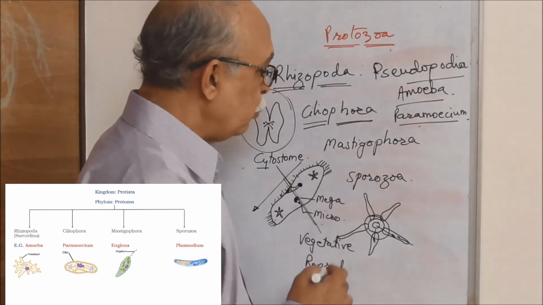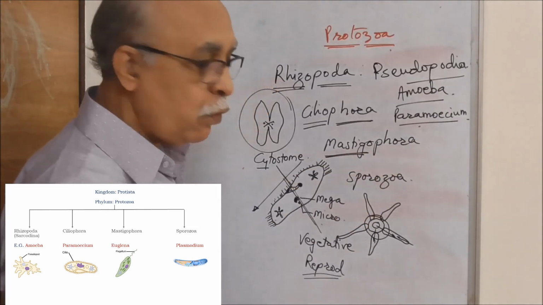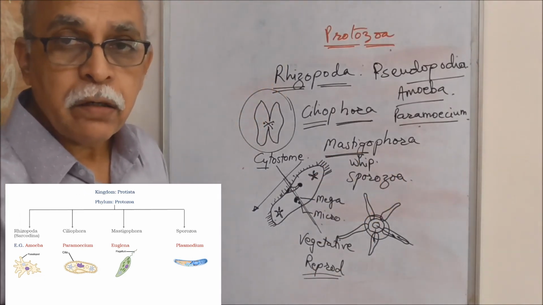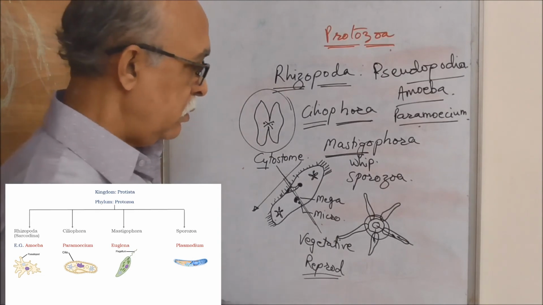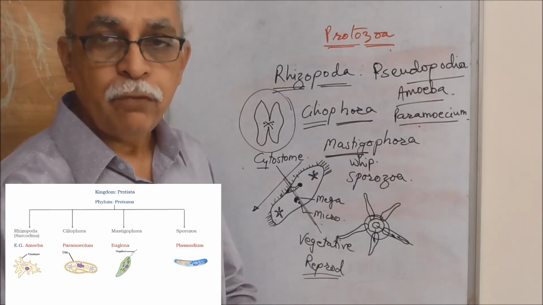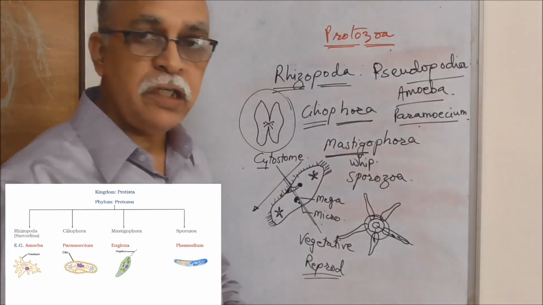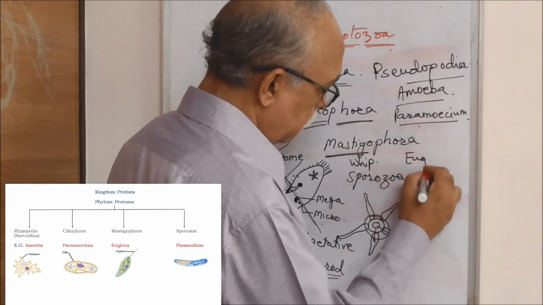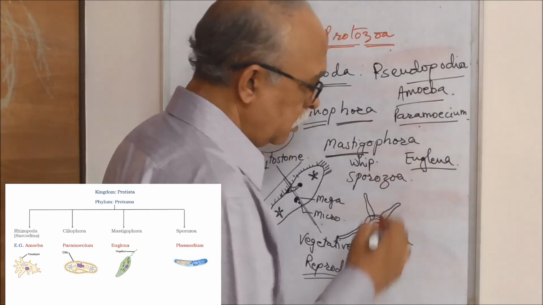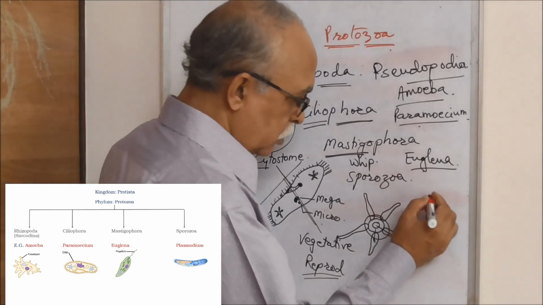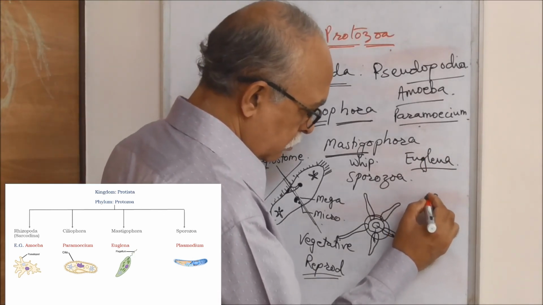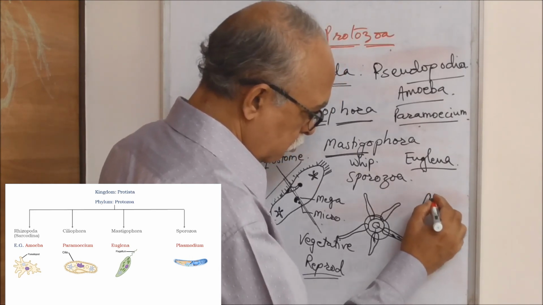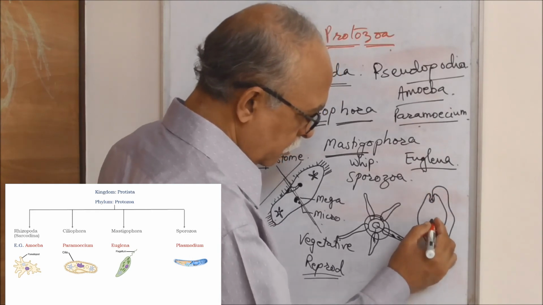The next class is Mastigophora. The word mastigos stands for a whip. A whip-like flagellum is provided for locomotion. So here the locomotion is by flagellum. Example can be taken as Euglena. A structure is something like this. This is the flagellum. Here is the nucleus.